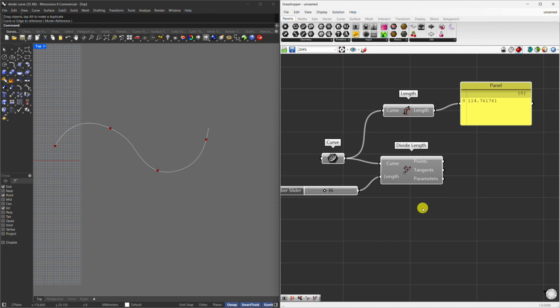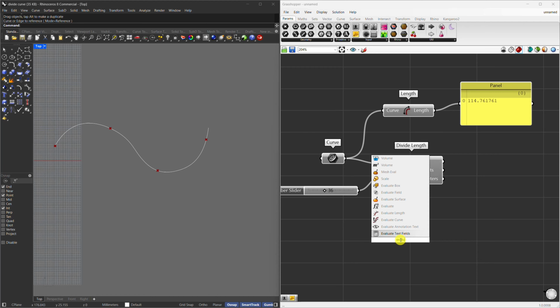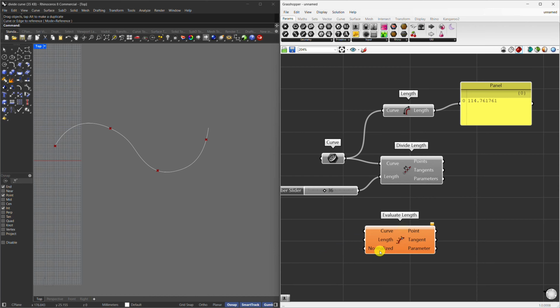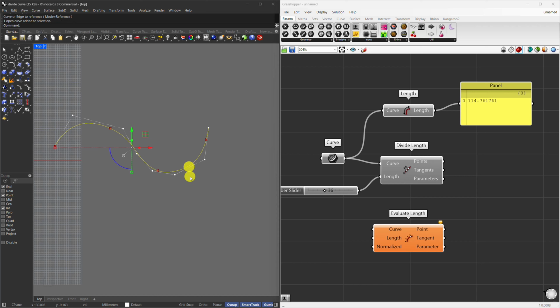Also, one more interesting thing I wanted to say, since we are on this topic, let's look at the evaluate length. With this component, you can put a point at the exact distance you require. Let's connect this curve. Let's copy this curve. Let's connect this.